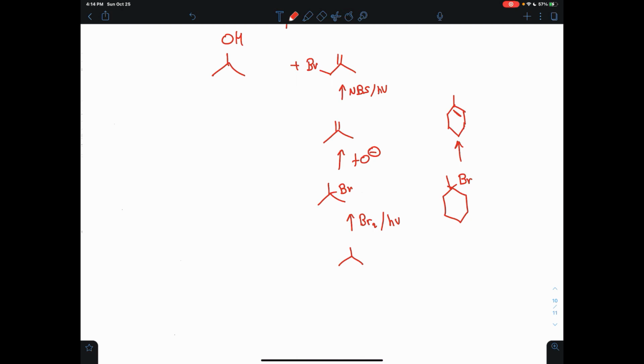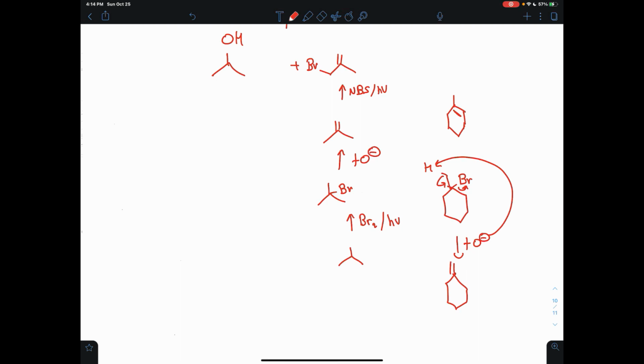If you were to use a bulky base right here, this bulky base is going to come in, grab this hydrogen, and form the double bond right here. And then you're going to end up with this product. So that's why you have to be careful which base you choose.